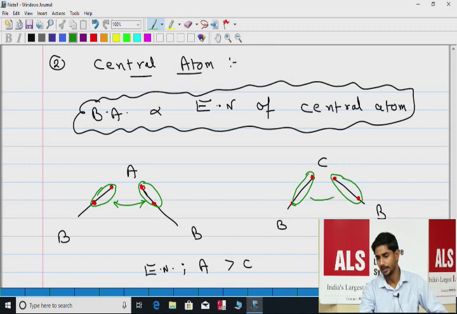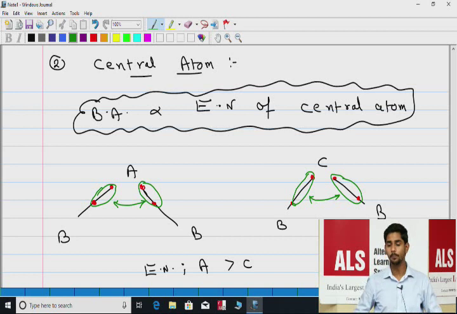Here, they won't repel much because they are not actually very much closer to each other. Therefore, if the electronegativity of the central atom is high, it will pull the electrons towards itself, and whenever they come closer to each other, they will repel with a strong force and the bond angle will increase.